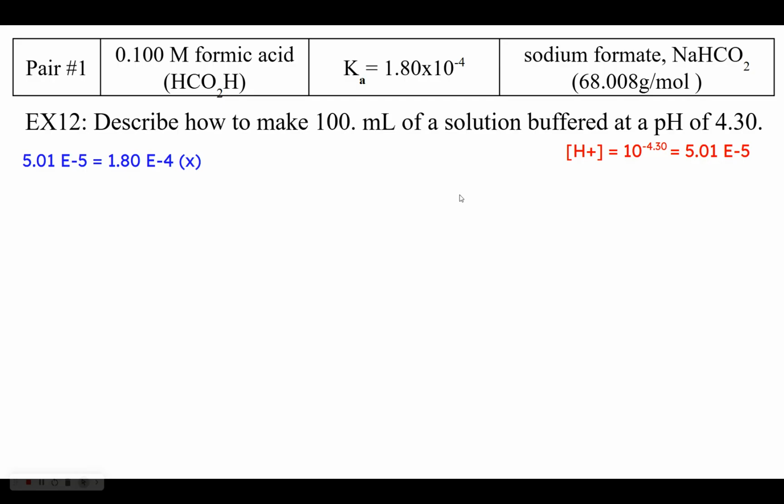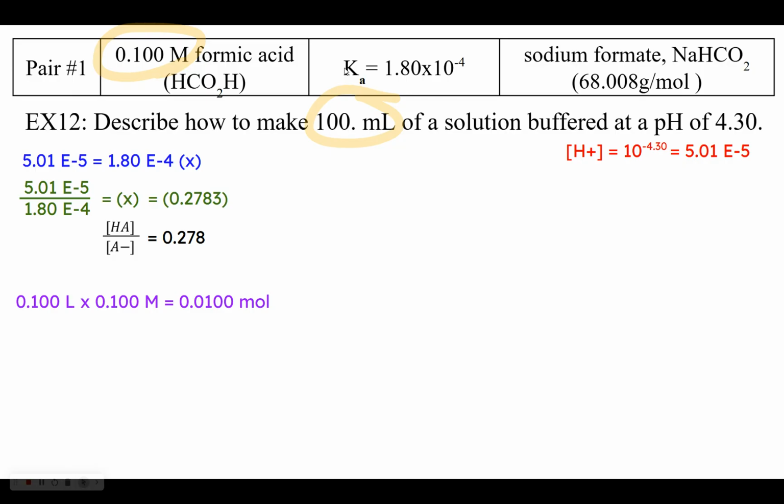So remember that our H plus is equal to the Ka times our ratio, which means my next step is just dividing those 2 numbers to find my ratio, which here would be 0.278. Now that I have my ratio, I need to plug in the moles that I know to find the moles that I don't know. And because we want to make 100 milliliters of our solution, and I only have 0.1 molar formic acid, that 100 milliliters and that 0.1 molar, of course changing my milliliters into liters to get moles, is going to give me 0.0100 moles of my acid.